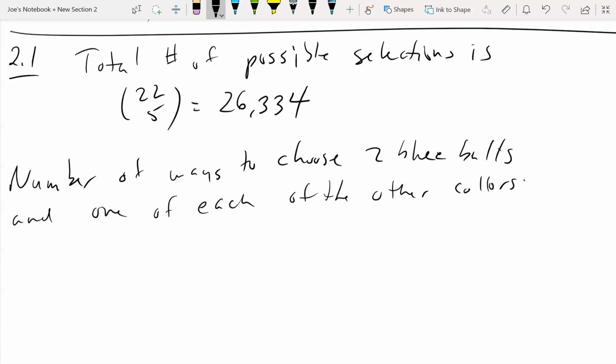Well, the one of each of the others should be pretty straightforward. How many ways are there to choose one white ball? 5. 1 red, 1 green. 7, right? From combination language, and again, the order doesn't matter, so I would have 5 whites, I'm going to choose 1. I've got 6 reds, I'm going to choose 1. 7 greens, I'm going to choose 1, right? That's just one of each of the other colors. How many ways are there to choose 2 blue ones?